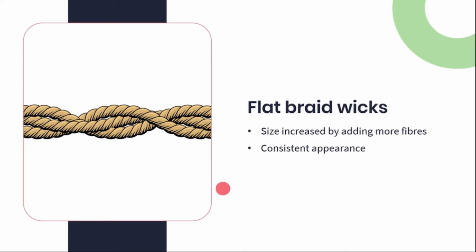We refer to the wicks according to the number of threads that have been included in the braid. The number of threads being used is known as ply, like with toilet paper. The amount of ply is how many threads have been included in the making.